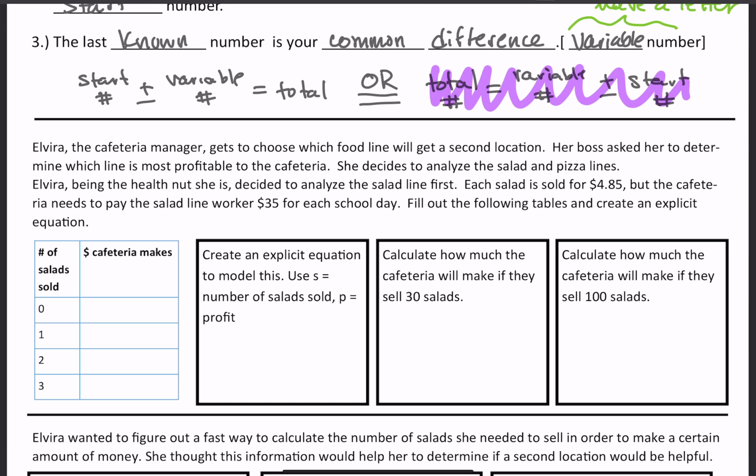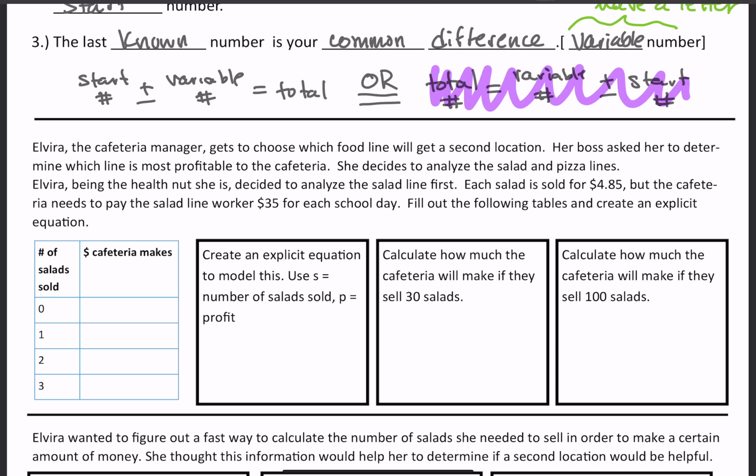So Elvira, the cafeteria manager, gets to choose which food line in the second will get a second location. Her boss asks her to determine which of the lines is more profitable. She decides to analyze the salad and pizza lines, but since she's a health nut, she decided to analyze the salad line first. Each salad is sold for $4.85, but the cafeteria needs to pay a salad line worker $35 each school day. We're going to make a table and create explicit equations.